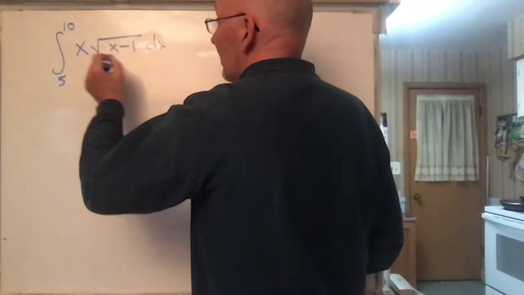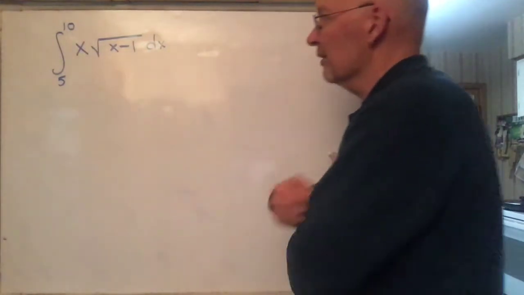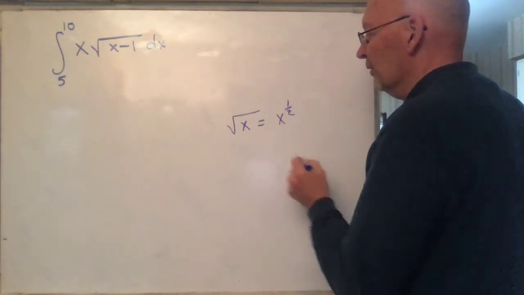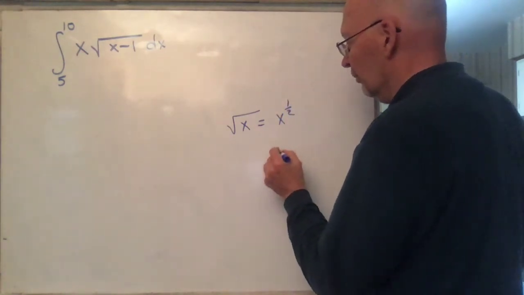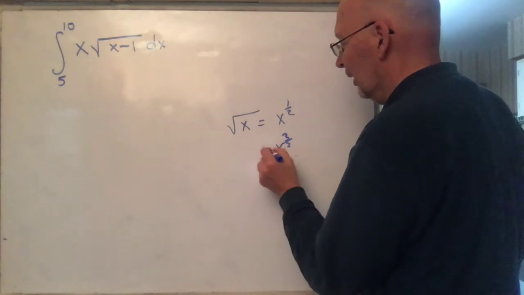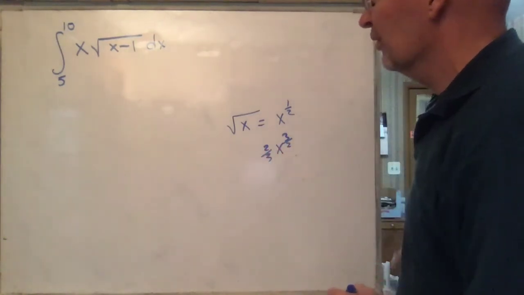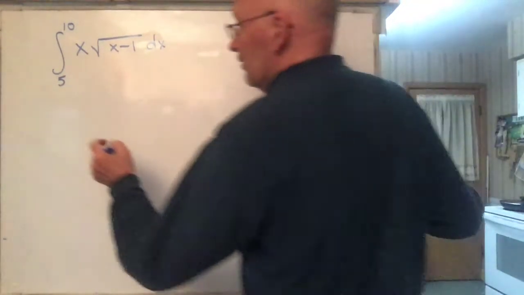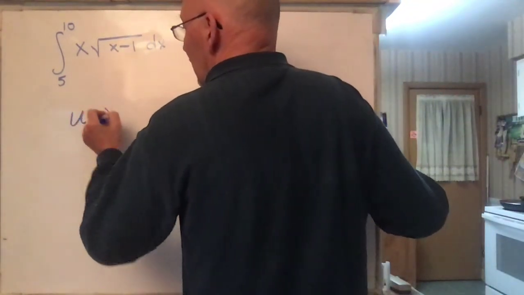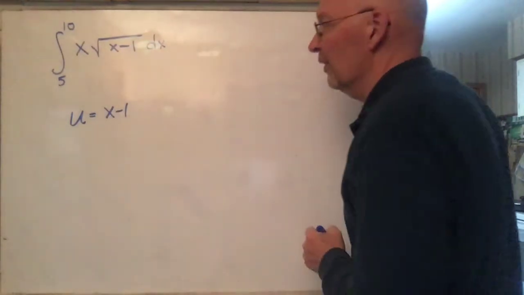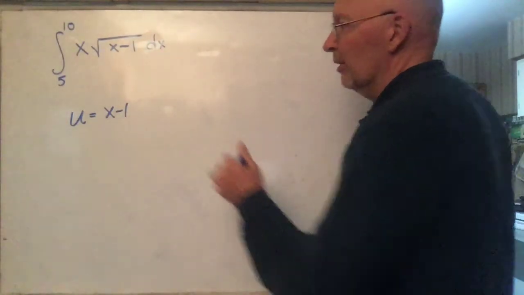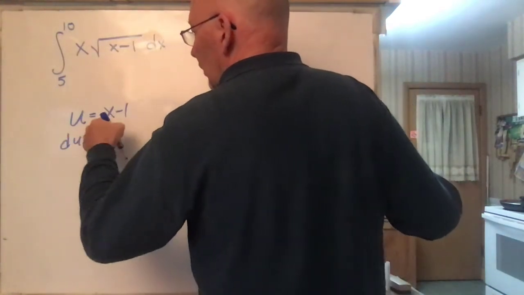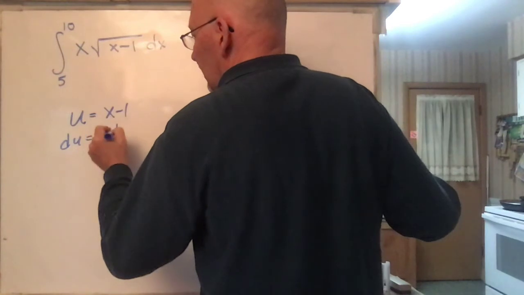The problem is I've got something kind of messy underneath that radical. I know how to handle this. This is just x to the 1/2 power, and so I know the antiderivative of that is just going to be x to the 3/2 times 2/3. So no problem, but as soon as I have that -1 there, it follows it up. So let's see if we can't get rid of that. Let's try to see if we can't relieve ourselves of that little burden. So I'm going to let u be equal to this thing. Then du, the derivative of this whole thing is just going to be 1 dx.